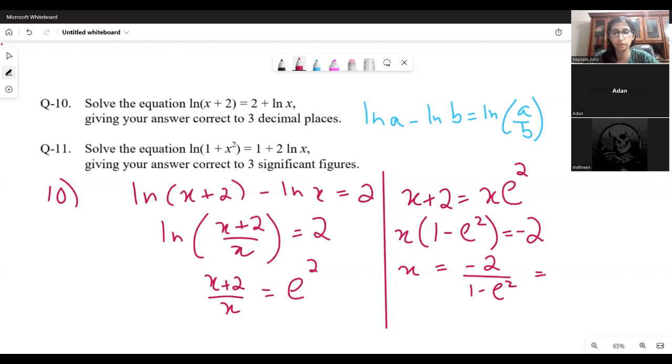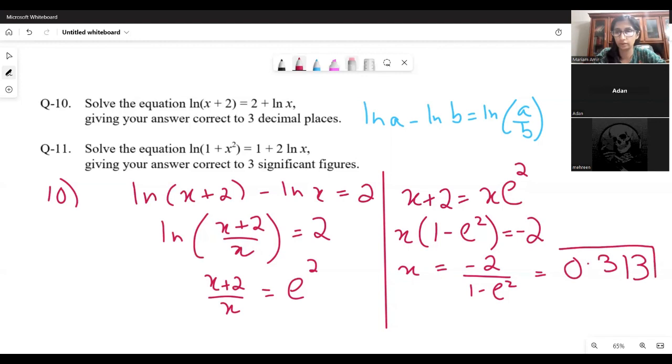And then you have your working in front of you. Can you confirm the answer? Minus 2 over 1 minus e square. Okay, 0.313 after rounding.